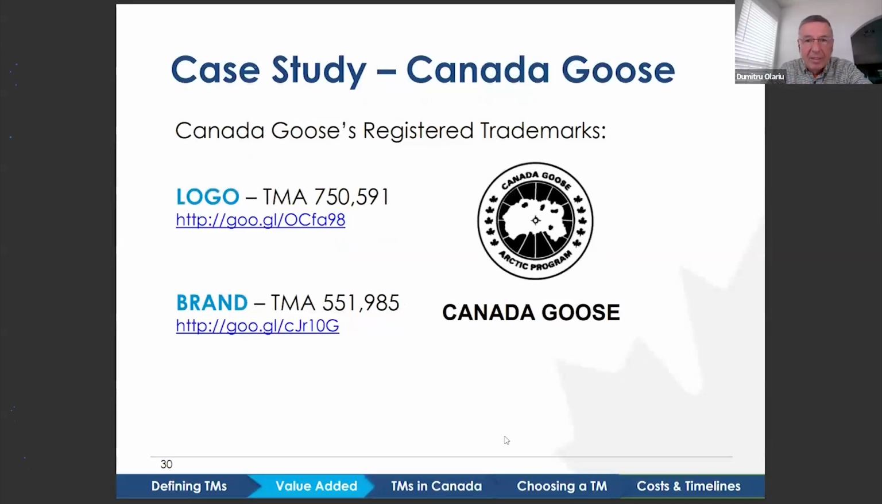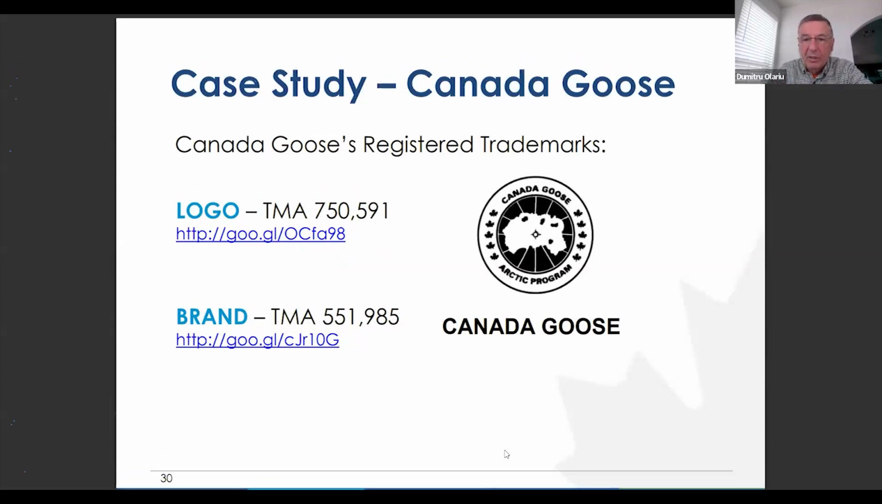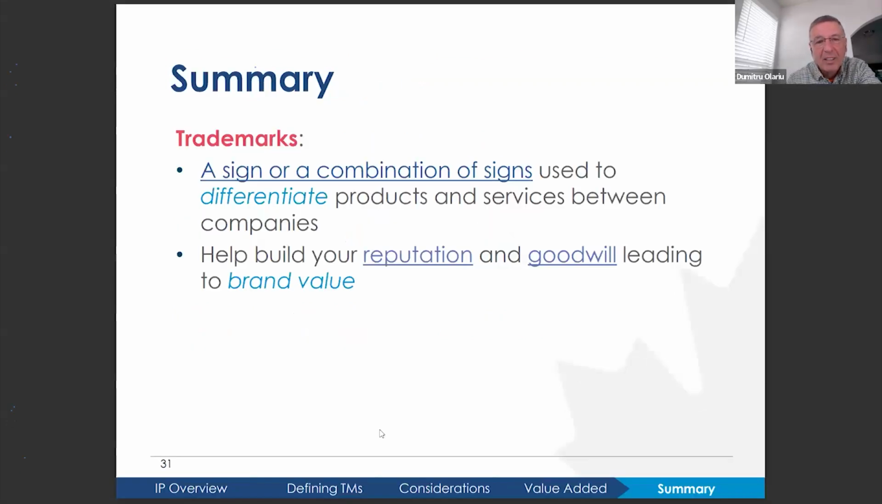So that's another example of a famous Canadian trademark. You also have the logo, a famous logo, and the brand itself, or the word trademark, Canada Goose. Next slide. If I may get the next slide, this is an example. I suggest that you look on our trademark database to see exactly what is registered and the list of products and services associated with that particular trademark.